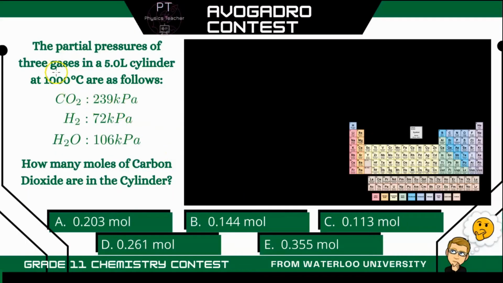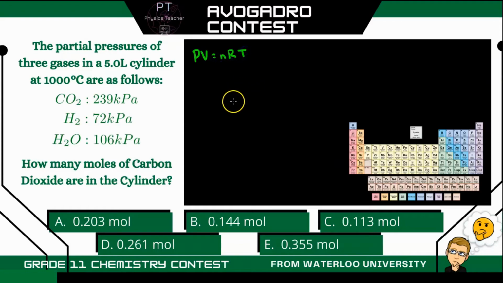So in this problem, we have 3 gases in a 5-liter container, each with the following pressures and under the following temperature. It wants to know how many moles of carbon dioxide there are. Now, at first glance, you might think that, well, we have volume and temperature and pressure, and if you want to know moles, well, that's the ideal gas law, PV equals nRT.